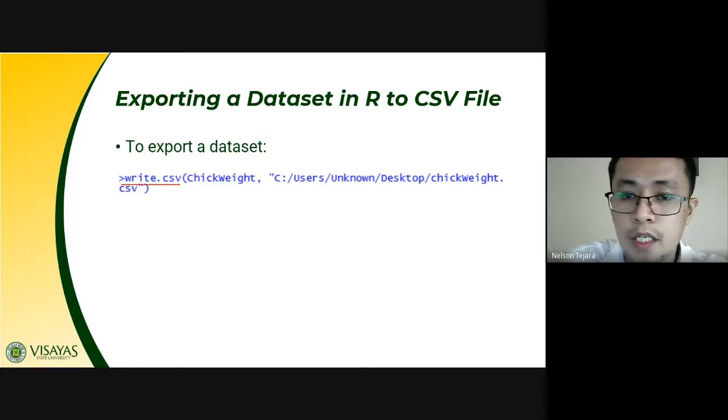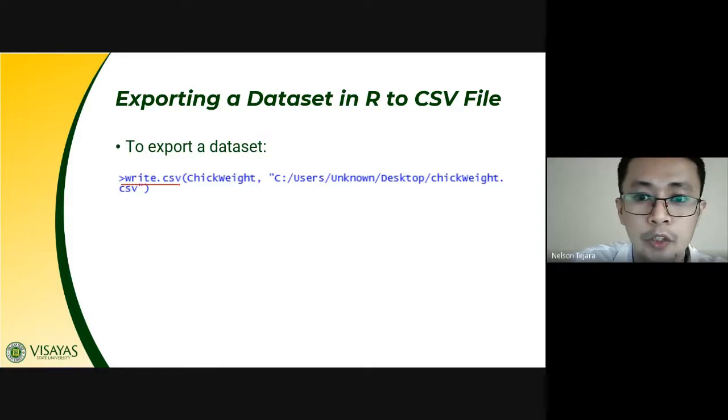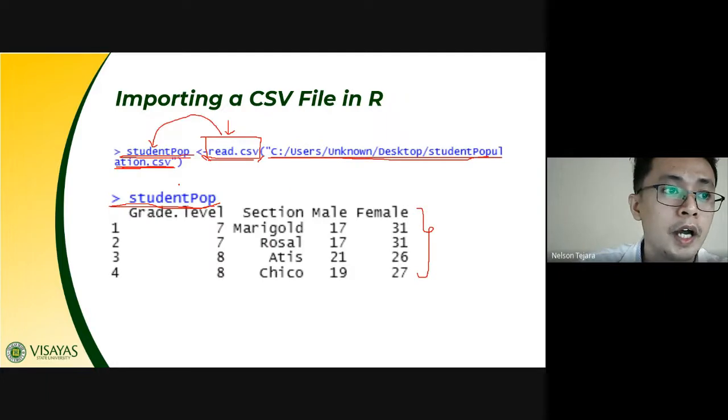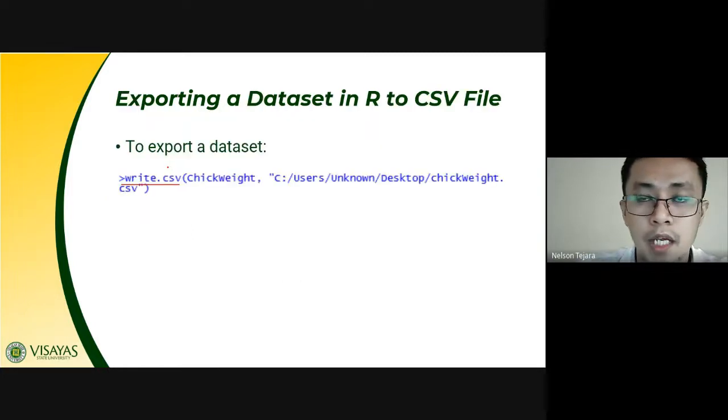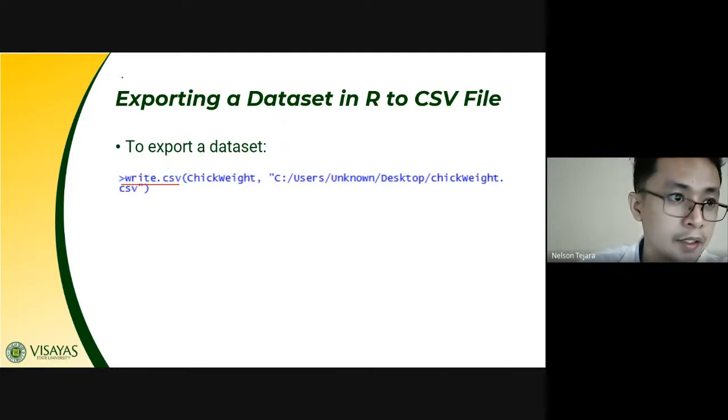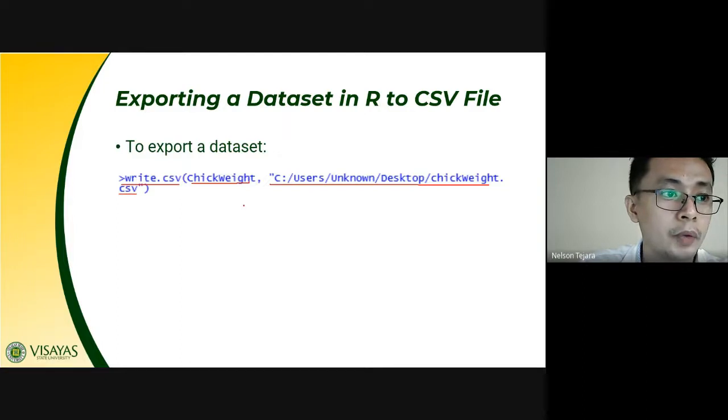Your read.csv function takes only one argument, which is the location of your data set, like this one. It only contains one argument, which is the actual file location. Your write.csv function takes two arguments. And what are these arguments? By the way, class, these entries inside our function, we call those arguments.